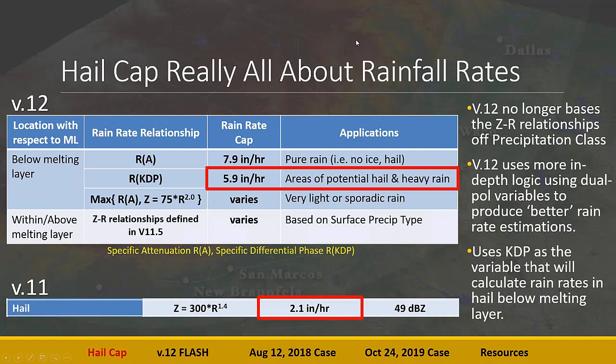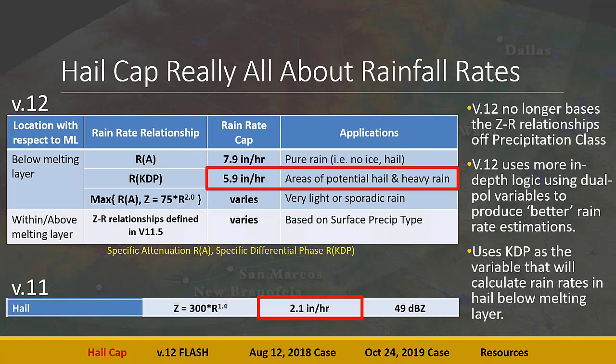So what is this really all about? Well, it's not just the hail cap. It actually goes back to the rainfall rates that are used in the product. So in version 12 of MRMS, it no longer bases the ZR relationships that it uses to calculate rainfall off of the precipitation class. So in version 11, as you see in the bottom table, actually a table that Joe created, you have that cap at 2.1 inches per hour. Well, if you go to now version 12, you now have different rainfall, basically rate caps that use specific attenuation, specific differential phase, and even other relationships to determine that rainfall rate.